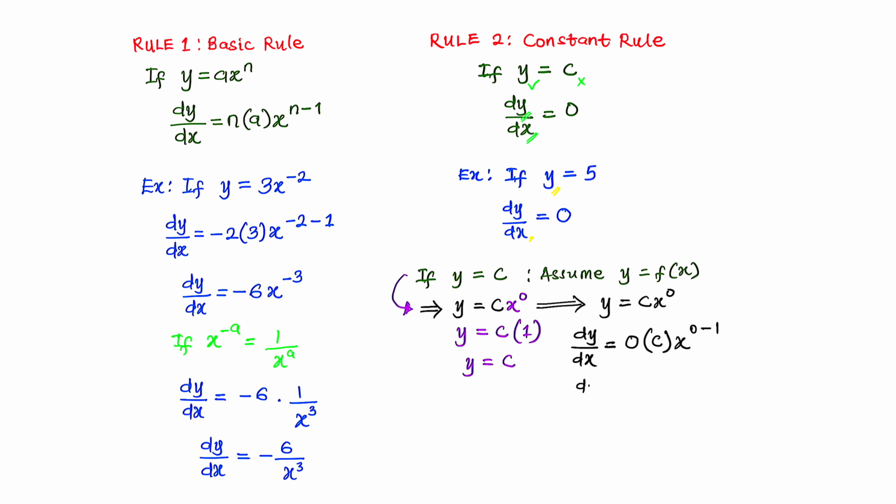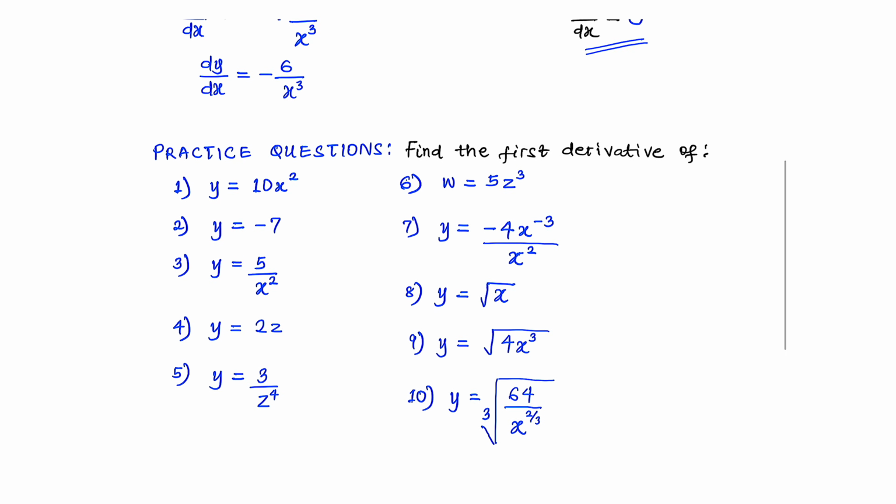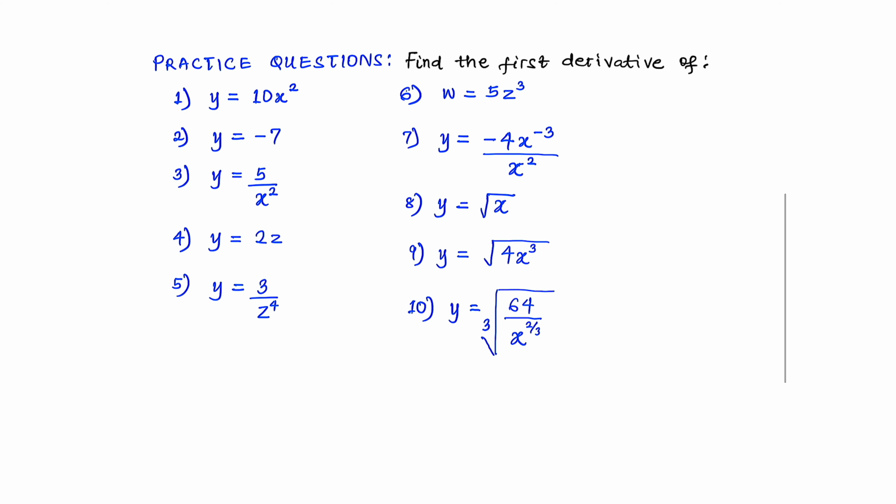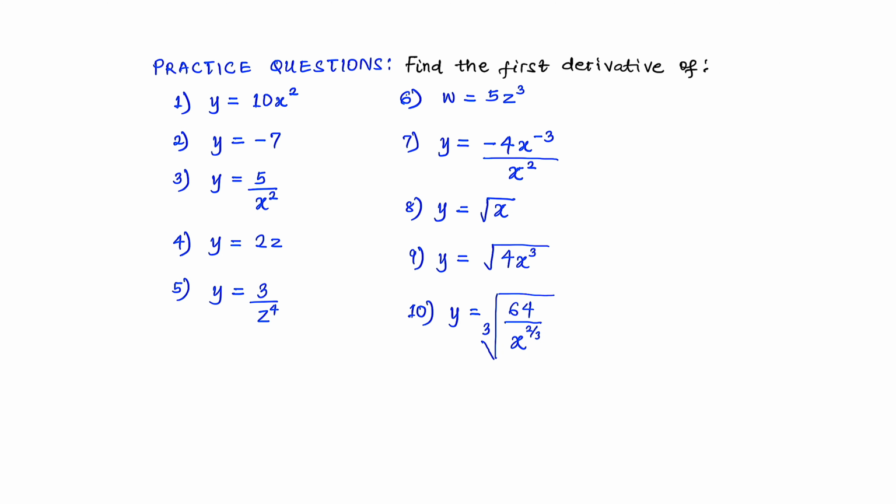So that means dy/dx equals 0 multiplied by all of these values will give us 0, because 0 multiplied by anything is 0, or anything multiplied by 0 is 0. Now we can see that it still holds. Next, we are going to be solving 10 practice questions applying the two rules that we have learned so far. So we'll go through them one by one and explain how we apply the two rules we have learned so far.